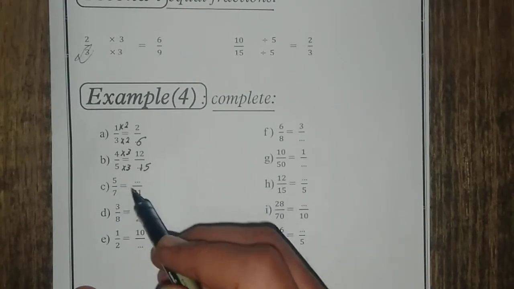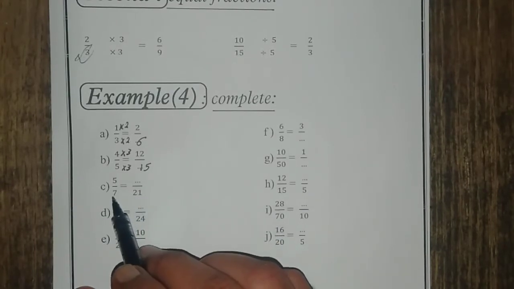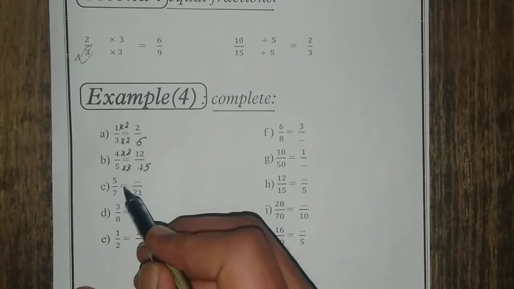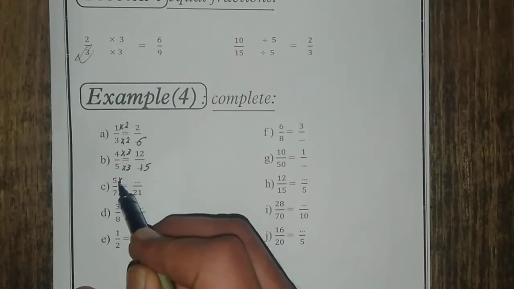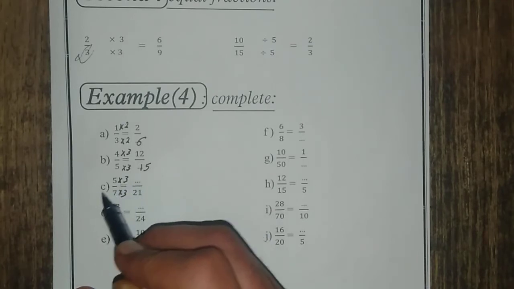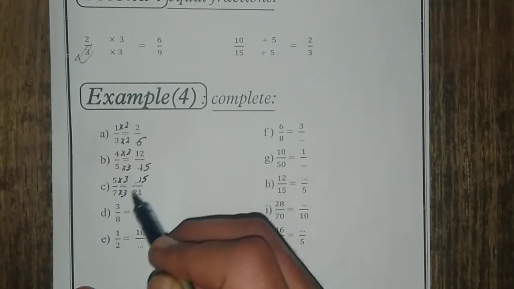5 over 7 equals what over 21? We look at 7 becomes 21. We multiply 7 by 3. We must multiply 5 by 3 also. 5 times 3 equals 15.